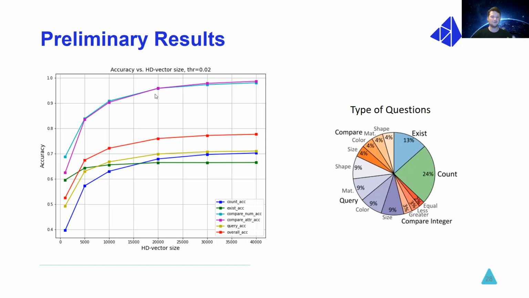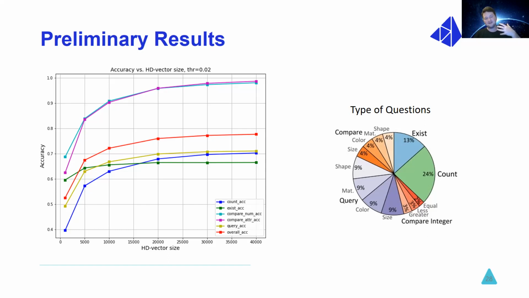And in this particular plot, you see the dependence of accuracy for each type of question versus HD vector size. So we use quite big vectors. This is our current work.